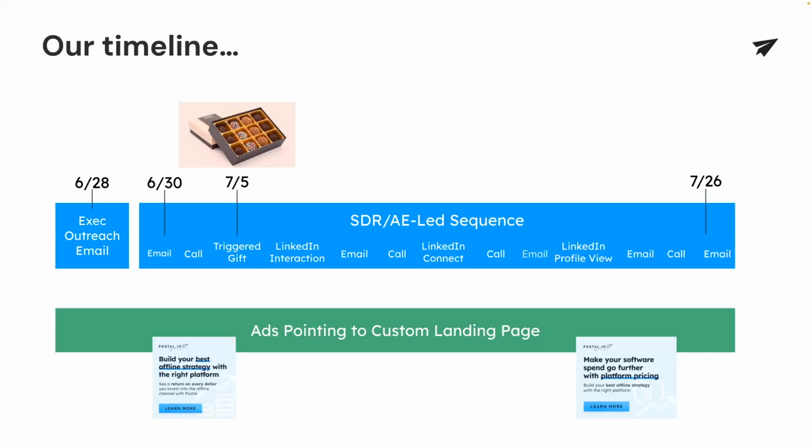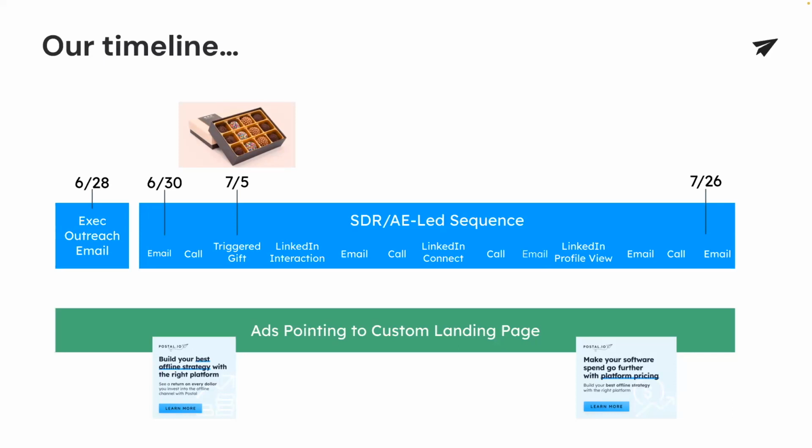So they started emailing and calling, and then I think it was on the second week is when our direct mail piece got sent. All the while we're serving them ads pointing to the same landing page that they're going to get to from the direct mail piece, from the emails. As you can see here, there's a lot of consistency across the board.